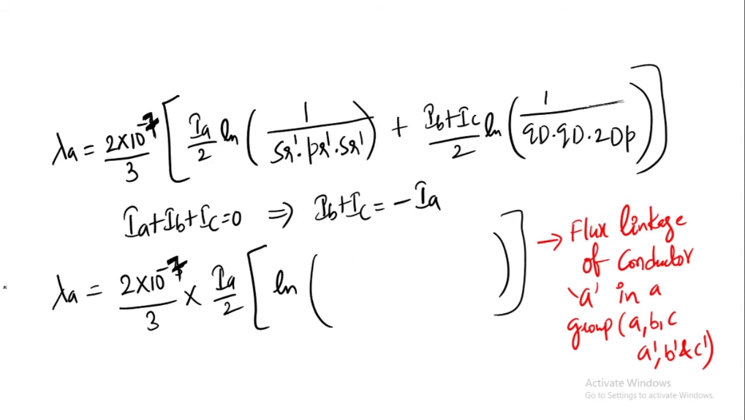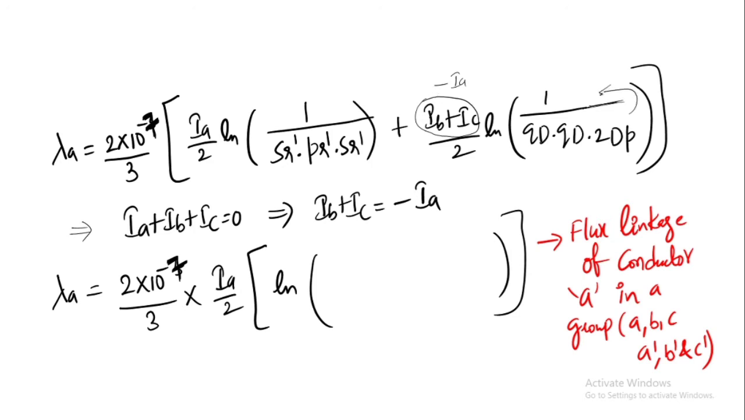Now, apply this condition of balanced system. Sum of all the currents must be equal to 0. From this I can write IB plus IC as minus IA. So now, in place of IB plus IC, what can I write? Minus IA.